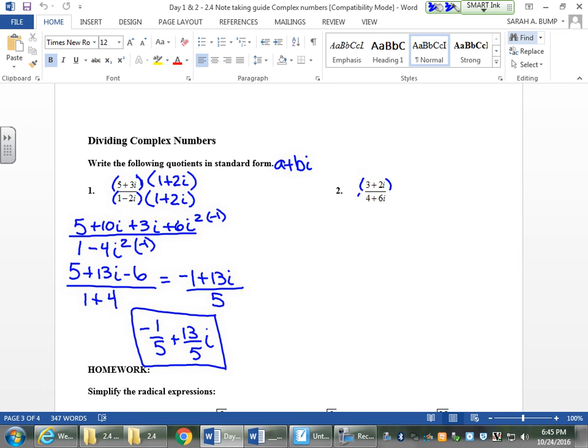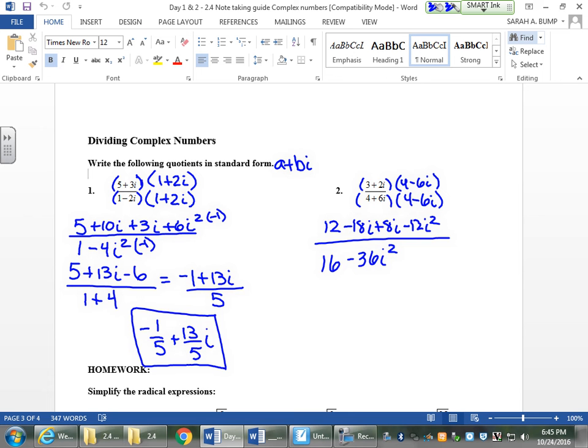What would be our conjugate that we multiply by? Think about that for a minute. Hit pause. And it's going to be 4 minus 6i. In the numerator, we're going to get 12 minus 18i plus 8i minus 12i squared. And in the bottom, we're going to get 16 minus 36i squared, because the middle terms will cancel out.